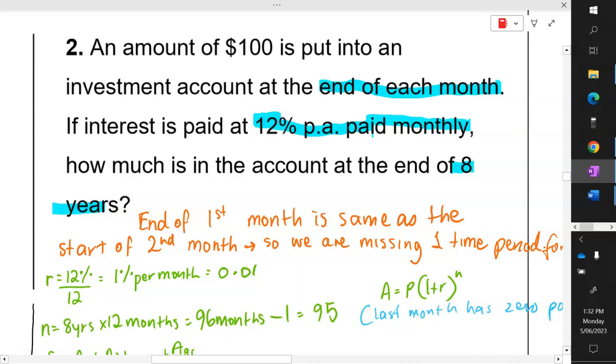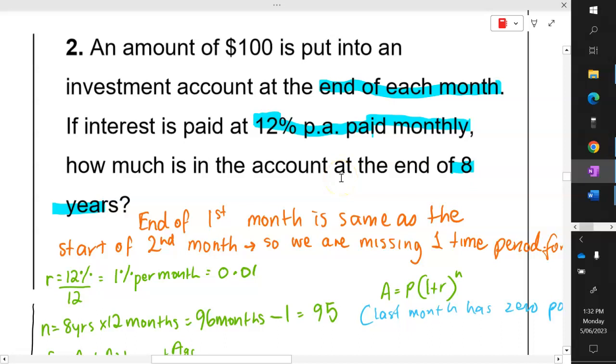So an amount of $100 is put into an investment account at the end of each month. So before we had at the start of each month, and here it's at the end of each month. So for that first month, that $100 isn't earning anything. It's not earning until the start of the second month, basically, and through that second month. So if interest is paid at 12% per annum, and it's paid monthly in this case, how much is the account at the end of 8 years?